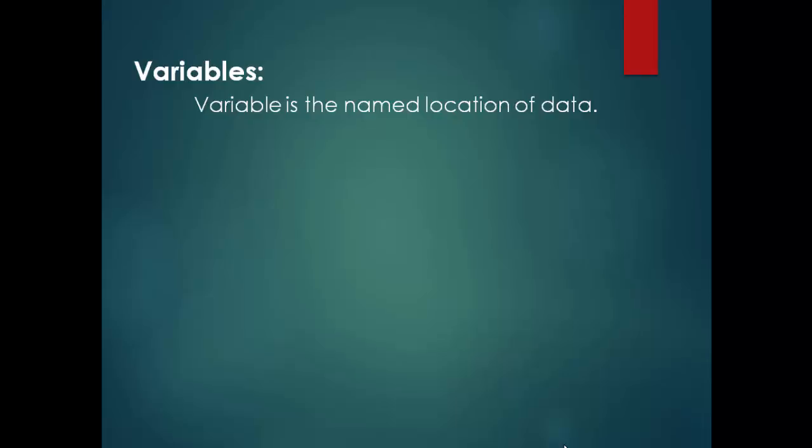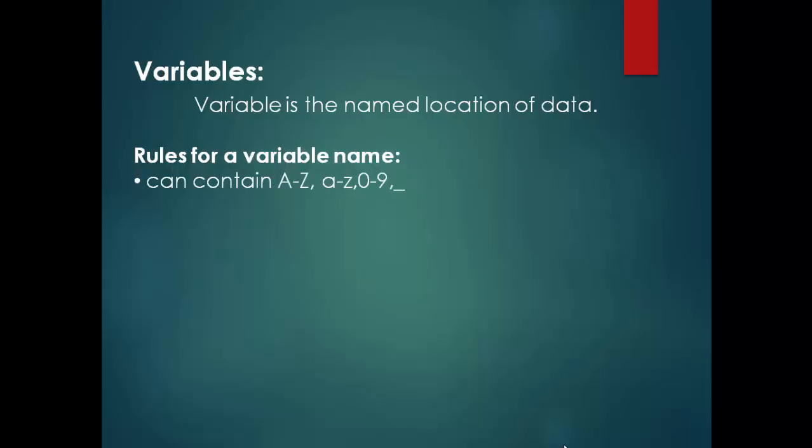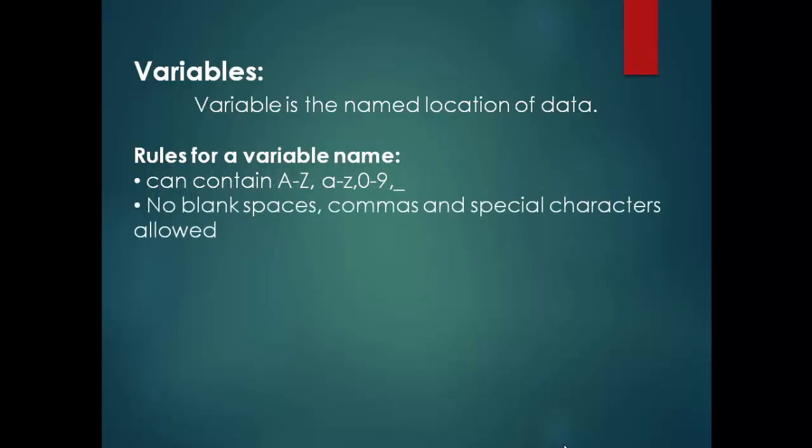While selecting a name for a variable, we can't select just a random name. There are certain rules for giving a variable name. The first and foremost rule is that the variable name can be only an alphanumeric character, that is, it can be formed by alphabets A to Z, either capital or small, or numerics from 0 to 9, and a special character underscore is allowed. The second rule is blank spaces or commas and special characters except underscore are not allowed. The third rule is that the variable name should start with an alphabet or an underscore, but not with a number or any other character.